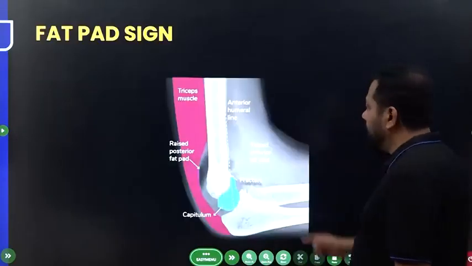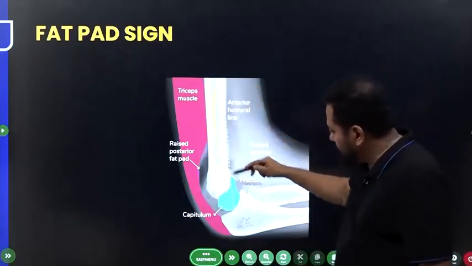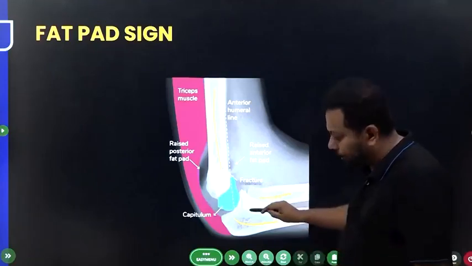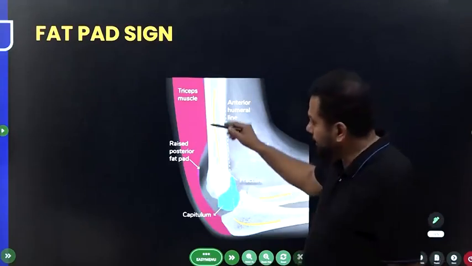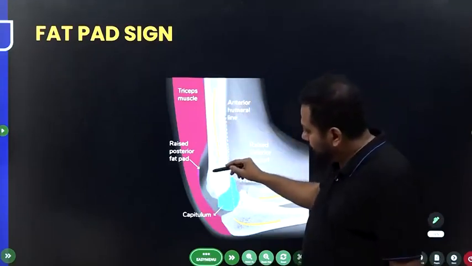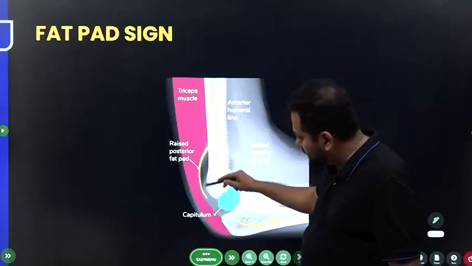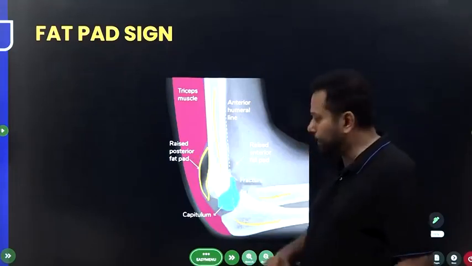Let us see fat pad sign. The lateral view, this is the shaft of the humerus. You have to see, this is the ulna, this is the radius. See, this is an immature skeleton. Epiphysis is not closed. In the lateral view in the X-ray, you can see, this is the triceps muscle. Posterior, the fat is slightly raised like this. A gap will be there. This is called posterior fat pad sign.